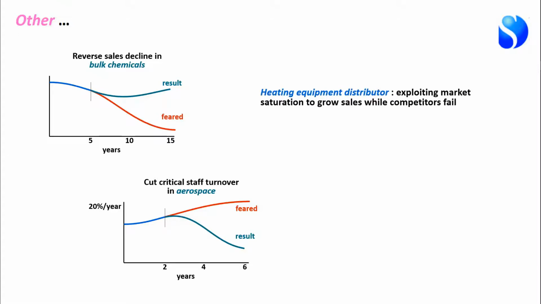There are a few more examples. This heating equipment distributor was facing a maturing market, but rather than go down with everybody else as the market saturates and sales slow down, he was able to help his competitors fail rather more quickly and pick up business from their failures. In the power distribution industry, there's been a long-term decline in equipment reliability as companies have desperately tried to keep generating cash flow. And this case allowed us to reverse that long-term fall in reliability while still maintaining acceptable cash flow rates from the business.